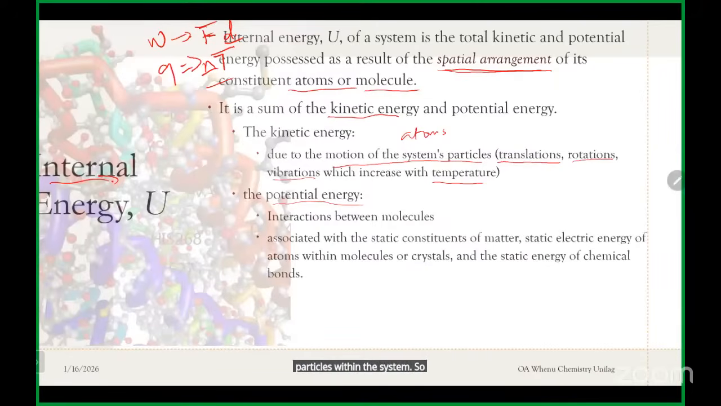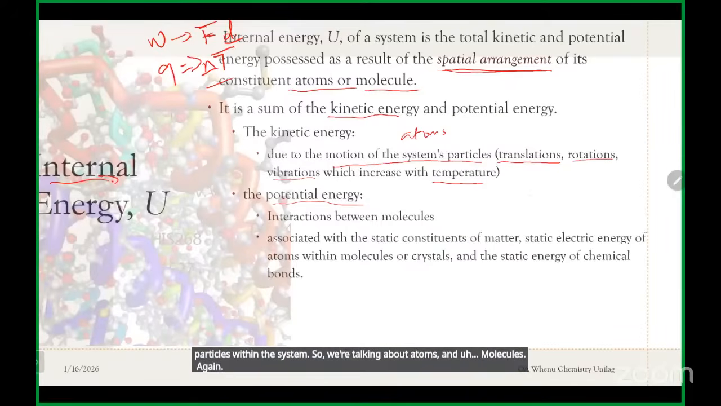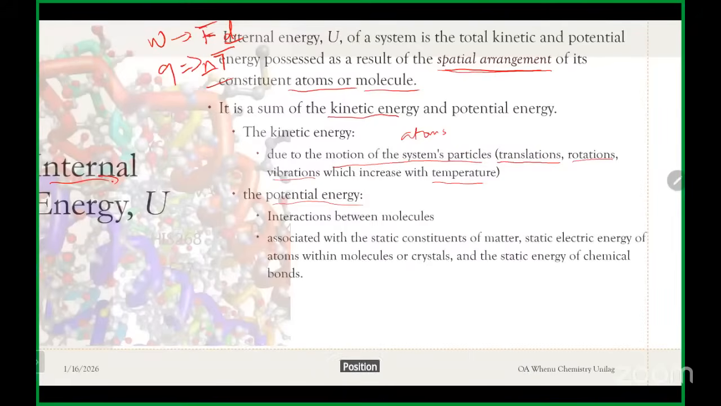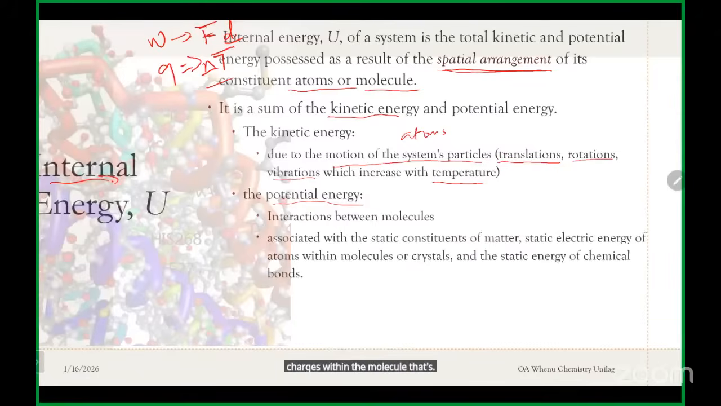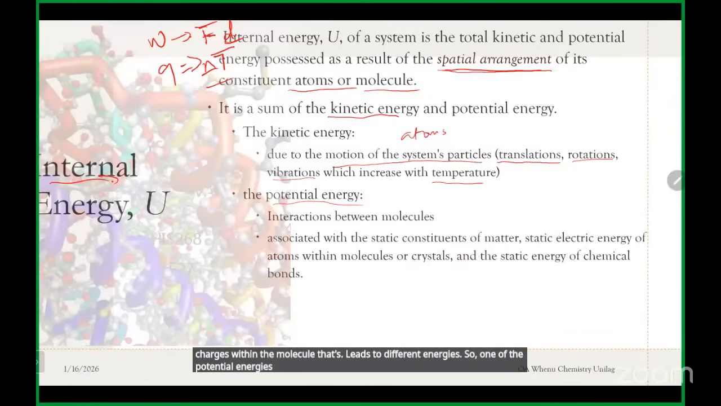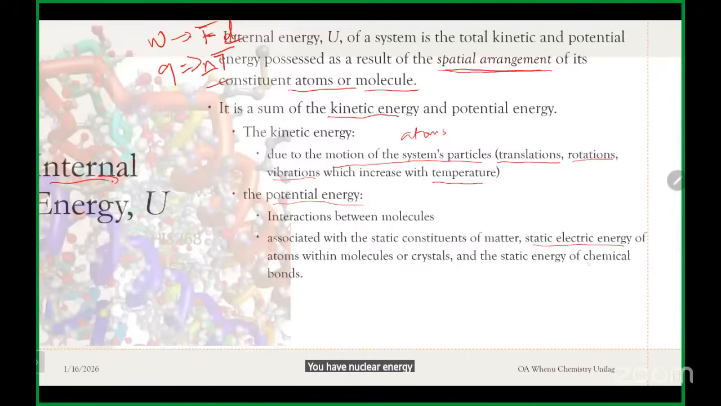So we're talking about atoms and molecules. Again, remember, potential energy is energy with respect to position, the relative position of one substance with respect to another. And at the beginning, we said something about electrostatic potential energy. So you have charges within the molecule that lead to different energies. One of the potential energies that you have within the molecule is the static electrical energy, you have nuclear energy, and then you have the energy stored in the chemical bonds.